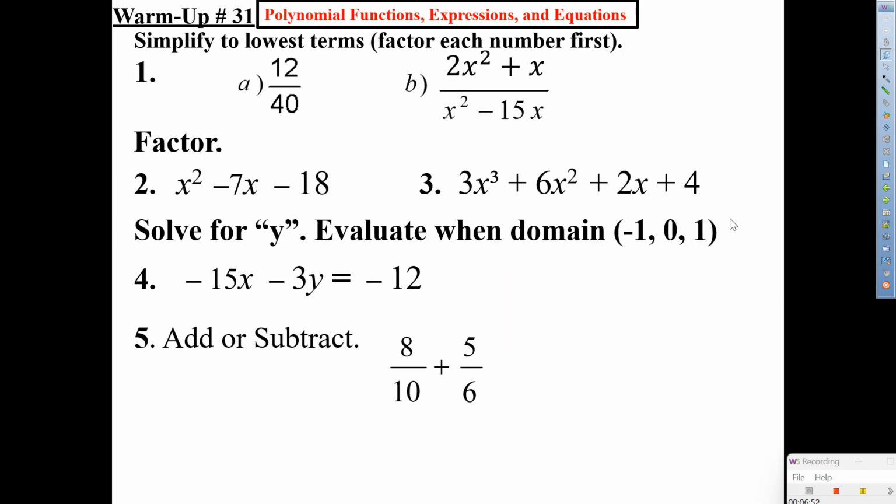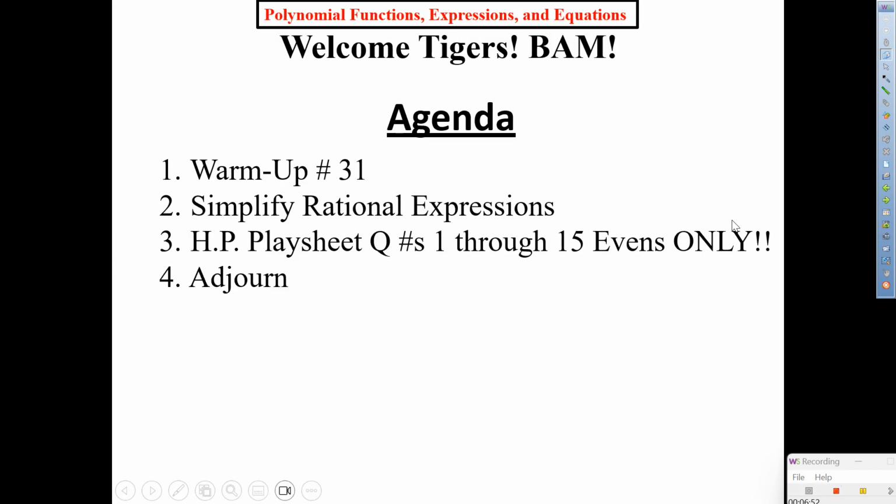All right, copy the agenda, please. Warm-up number 31. We're moving on today to rational expressions, and today we're simplifying. Now, I've already given you a week of practice with these, which is pretty good. And you're going to see how we pretty much already did half the work. And like I said, that's how it's going to go for the rest of the year.